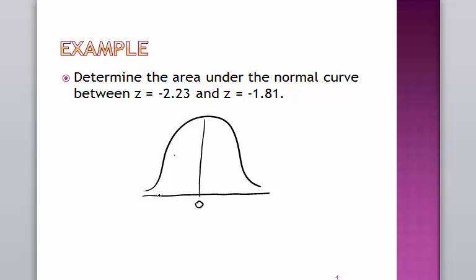You are treating this bottom axis like a number line. So negative 1.81 would be closest to 0. And then a little further down, you would have negative 2.23. And we want to find the area in between these two numbers. And so we're going to shade this section in between. So we're now going to go to our negative table and we're going to look these values up.